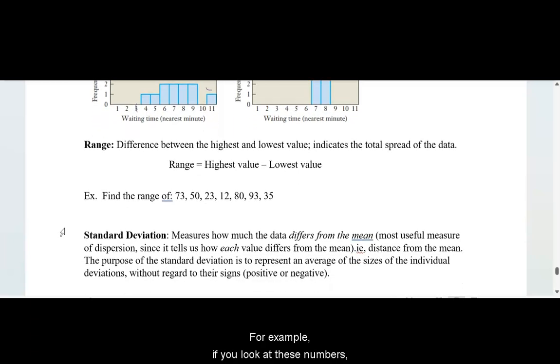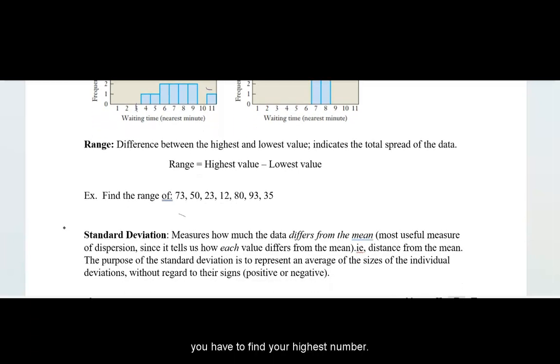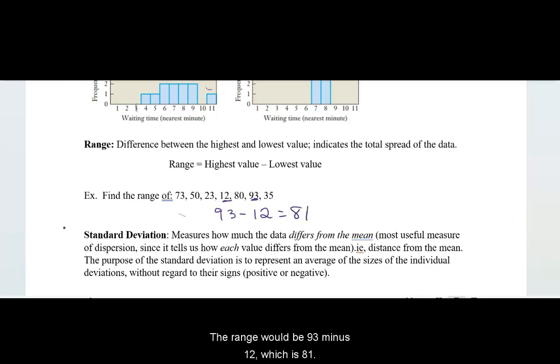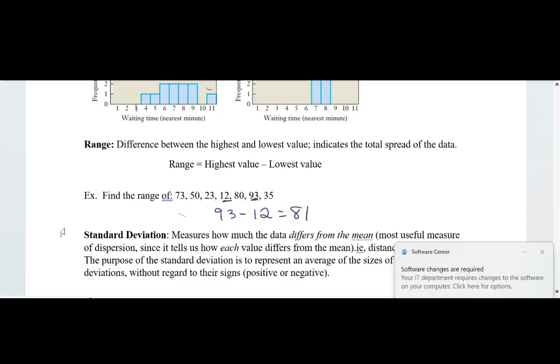For example, if you look at these numbers, you have to find your highest number. So here that would be the 93, and the lowest number would be 12. The range would be 93 minus 12, which is 81. That's it for the range.